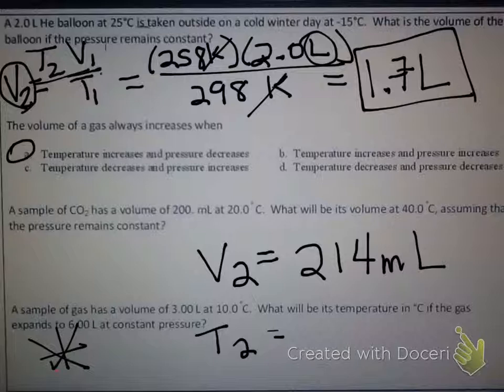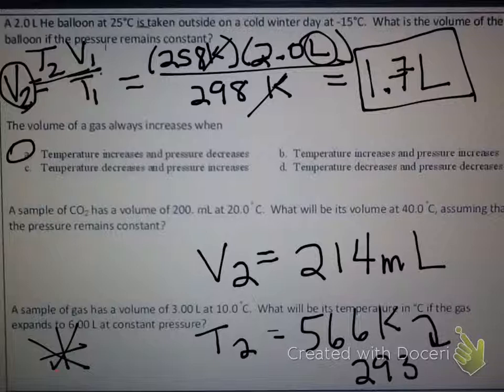The temperature should be, let's see here, 566 Kelvin. But that question asked what will the temperature be in Celsius. So you've got to convert the Kelvin to Celsius when you're done. So it'll be 293 degrees Celsius. So check your answer with that as well.